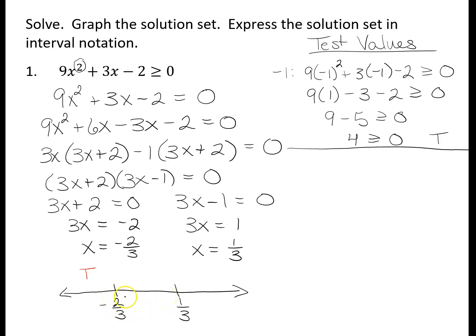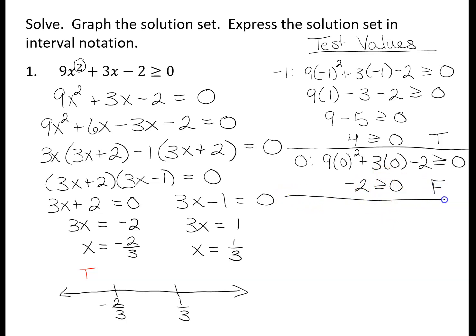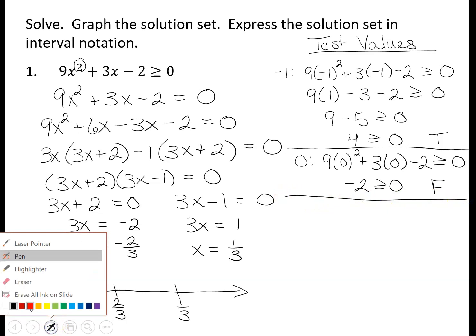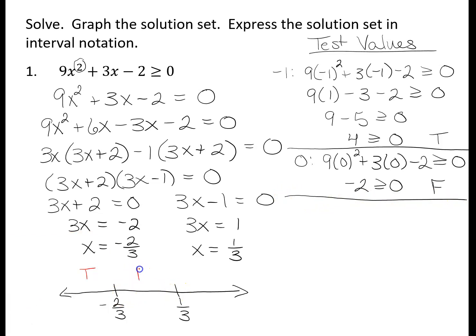Now, we've got a negative number and a positive number, so certainly 0 would be in between. And anytime you can choose 0, go ahead and choose it, because that's an easy one to calculate. So 9 times 0 squared plus 3 times 0 minus 2. And we still need to write greater than or equal to 0. When we calculate that left side, it's just going to be -2. So now it says -2 is greater than or equal to 0, and that is false. So then we're going to come back over here and label in between as false.